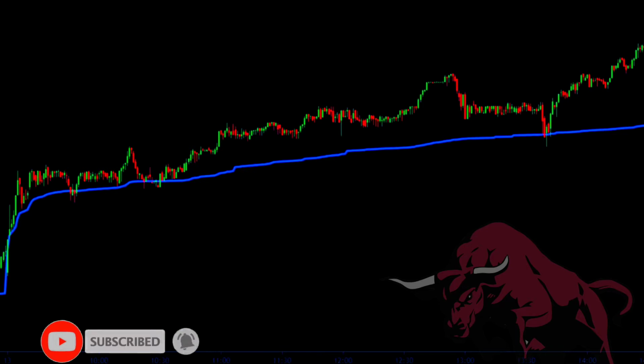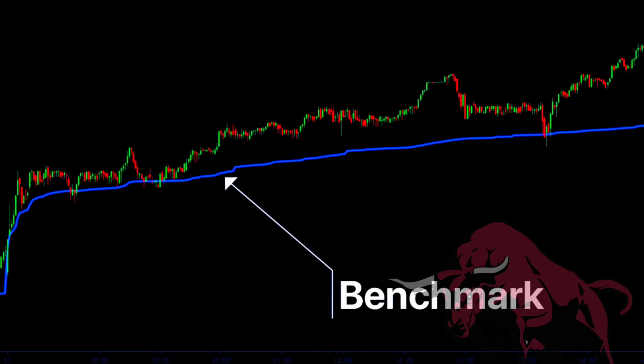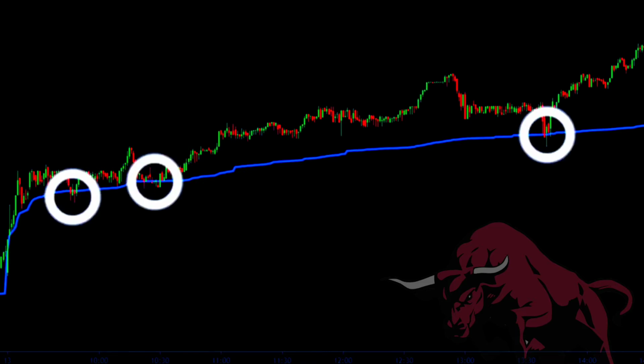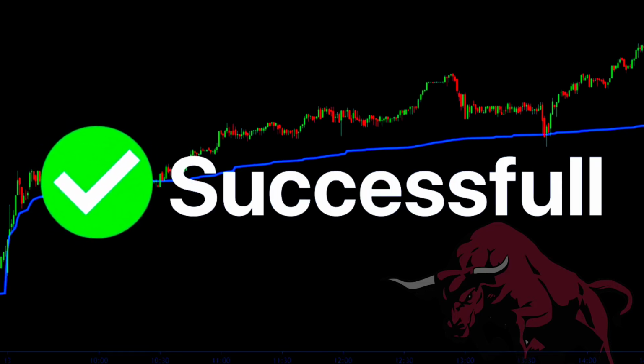For example, let's say that a big investor is looking to buy this asset. He will not blindly buy at any price. The VWAP will be his benchmark. Hence, he will look to buy when the price is near or below the VWAP. Such a trader will be considered successful if he manages to buy the whole position around the VWAP.